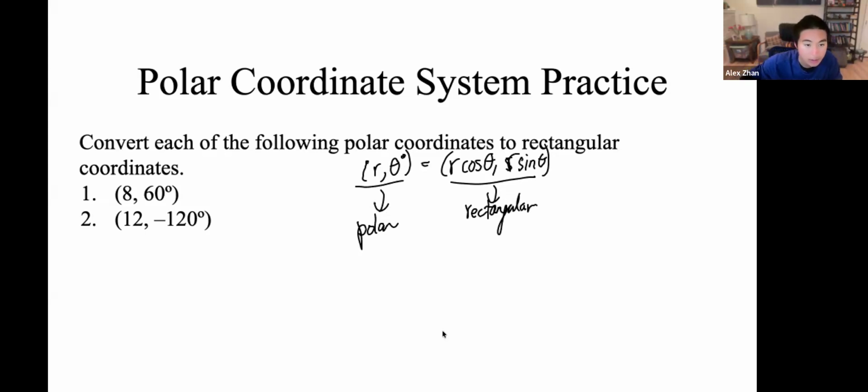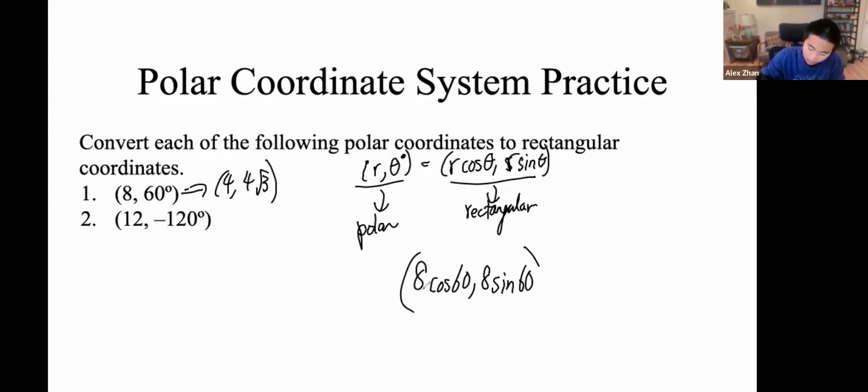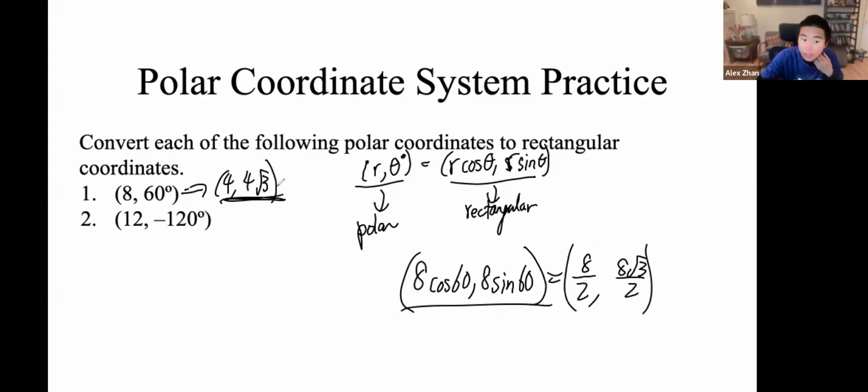Oh, okay, someone got the answer. Let's check. Number one is 4 root 3. Okay, yeah, that is correct. For the first one, yes. Two people have got number one correct. This is equivalent to 4, 4 root 3, and that's because it's 8 cosine 60, 8 sine 60. And that is going to be 8 over 2, the other one is 8 root 3 over 2. So that's just 4 root 3.